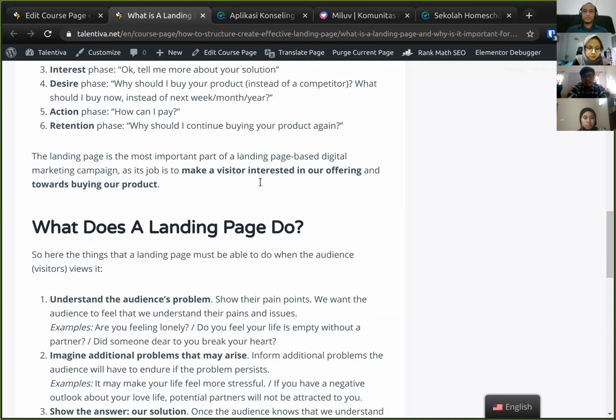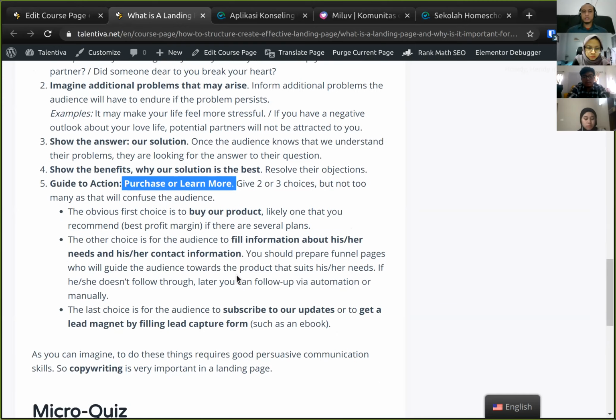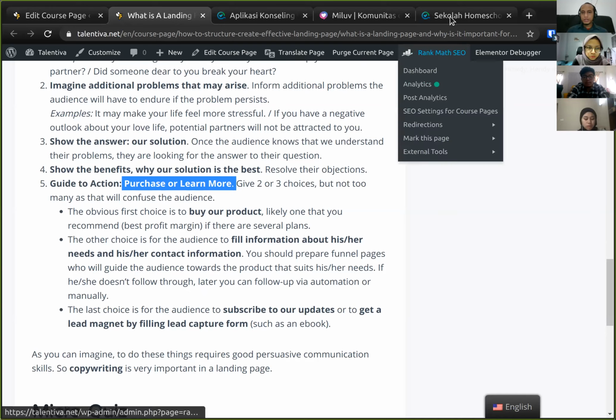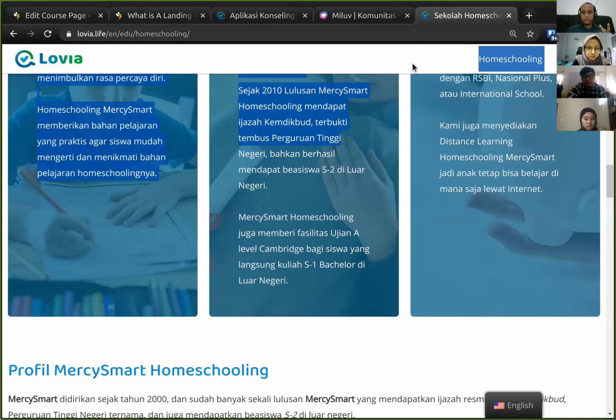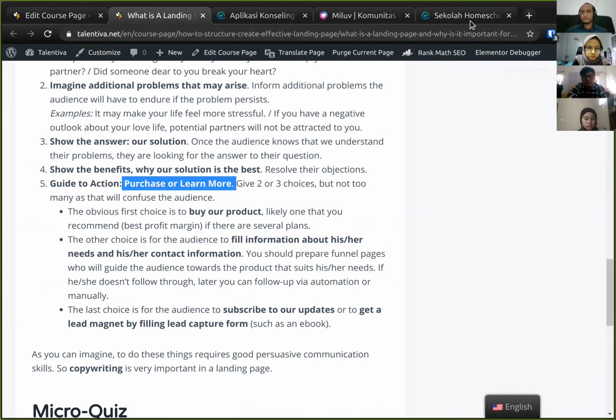Sometimes I go to Shopee, and then, oh, this is the product, and I don't need one or two days to buy the product. It only takes me 50 minutes, and then go to checkout, and then it's done. But this is why there must be at least two choices. It could be purchase, or it could be learn more, or it could be contact.